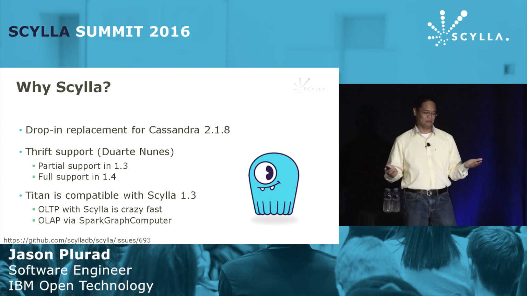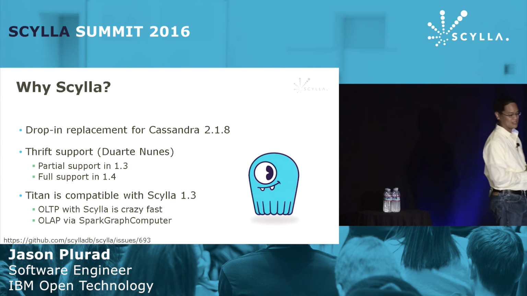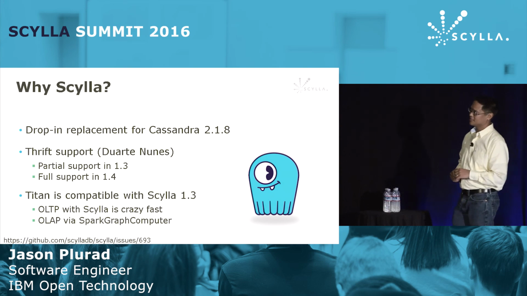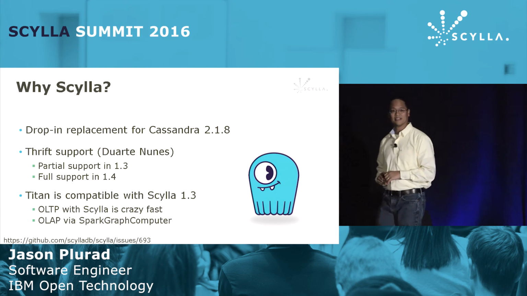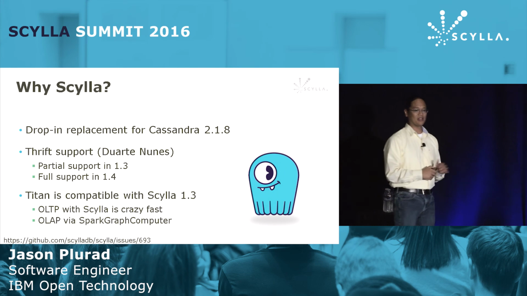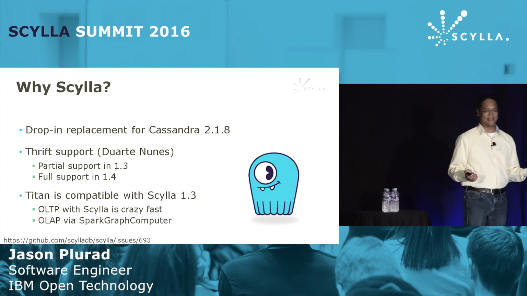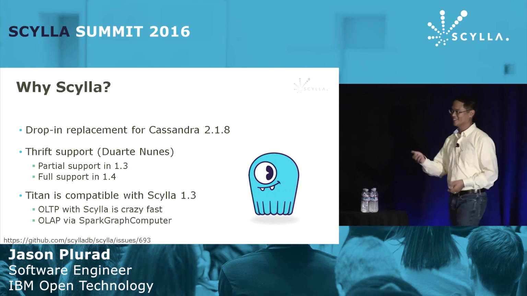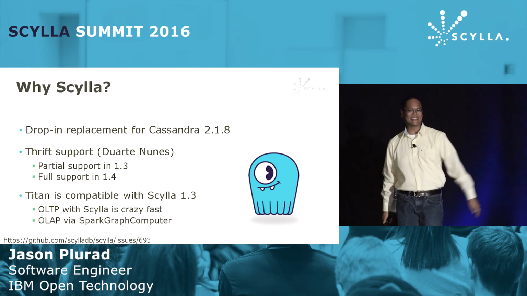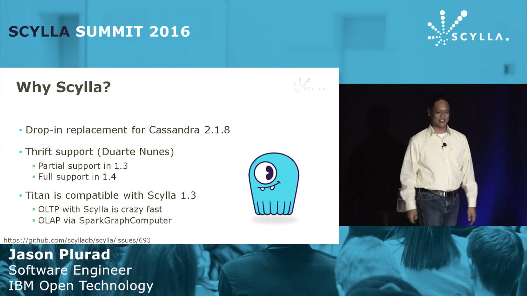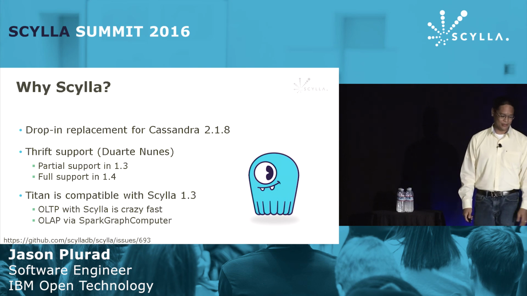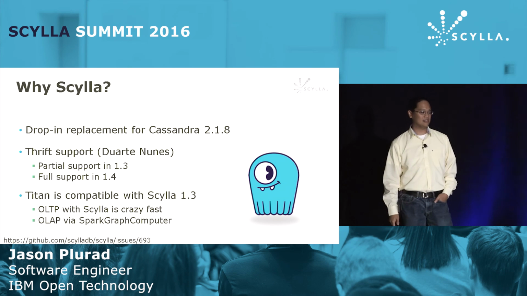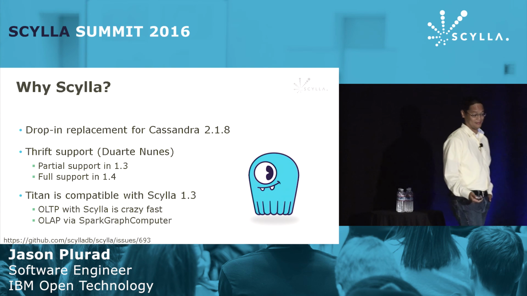But over the summer, things started to move in Scylla, and all of a sudden we had Thrift support. So in July, I started testing it against Thrift, and it started to work. Everything wasn't perfect, but Scylla is an open source company, and luckily for me, Duarte Nunes was very responsive on the issues tracker, and we worked through probably 2 or 3 different bugs that were affecting the implementation of Titan with Thrift, and it works.